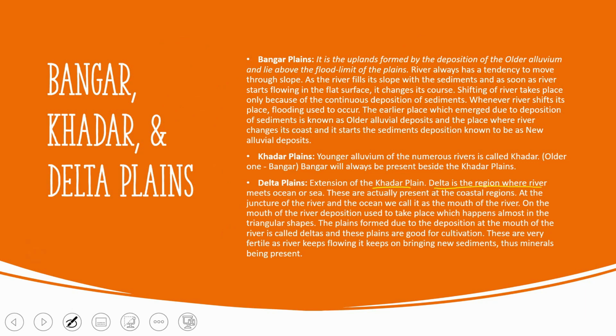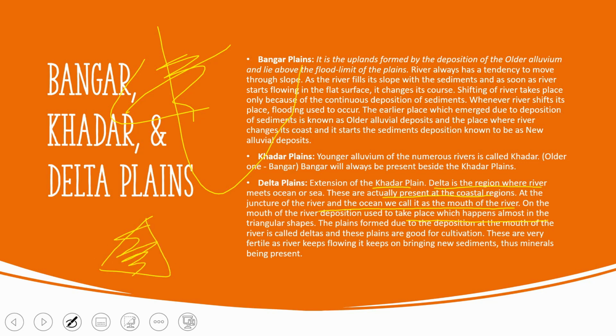The delta is the region where a river meets the ocean or sea. These are present in the coastal regions. At the juncture of the river and the ocean, we call it the mouth of the river. So at the mouth of the river, deposition takes place, which happens almost in triangular shapes. I have explained everything about that separately. Please go through those videos also.